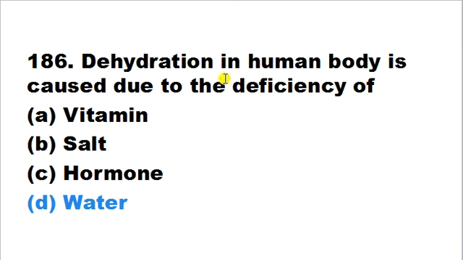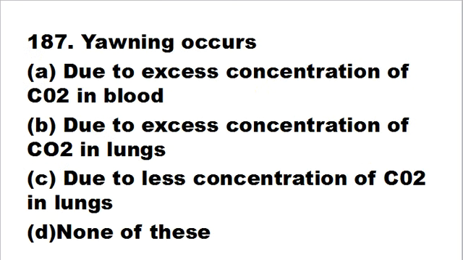Yawning occurs due to excess concentration of CO2 in blood, due to excess concentration of CO2 in lungs, due to less concentration of CO2 in lungs, none of these. Its correct answer is A. That means yawning, इसको हम बोलते हैं उबासी भी बोलते हैं हिंदी में. It occurs due to the excess concentration of CO2 in blood.